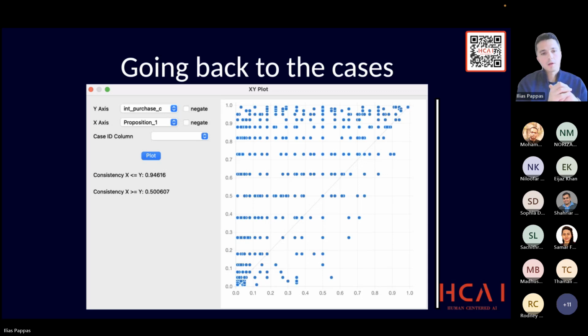And if this was the actual tool and not a screenshot, you can go on every dot and see which case exactly that is in my sample. And this is the way to go back to the cases. So one dot could be one case, or could be 10 cases that are exactly on the same spot. And then this can take us back to the cases and use that also as part of the analysis.